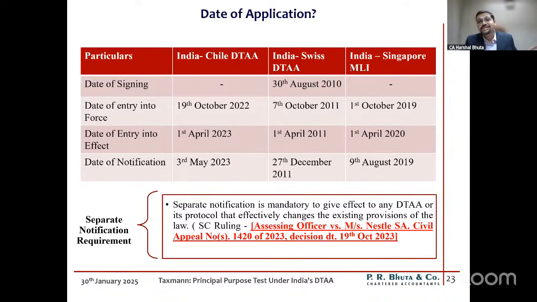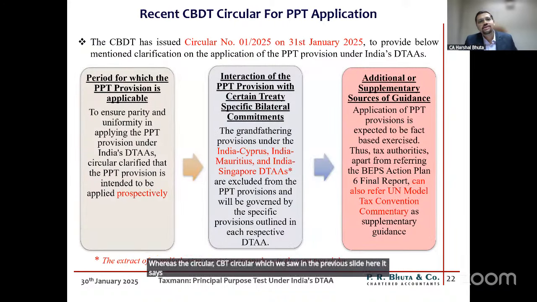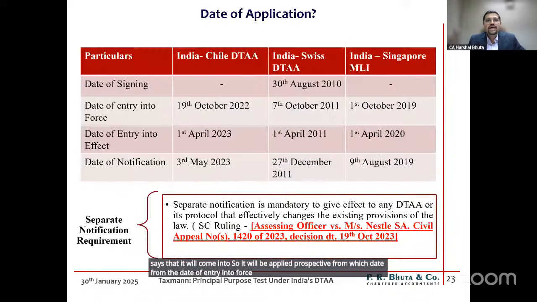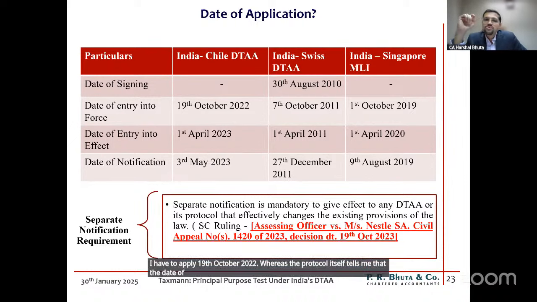Whereas the CBDT circular, which we saw in the previous slide, says that it will be applied prospectively. From which date? From the date of entry into force. So as per Circular 1 of 2025, I have to apply 19th October 2022. Whereas the protocol itself tells me that the date of entry into effect will be 1st April 2023.